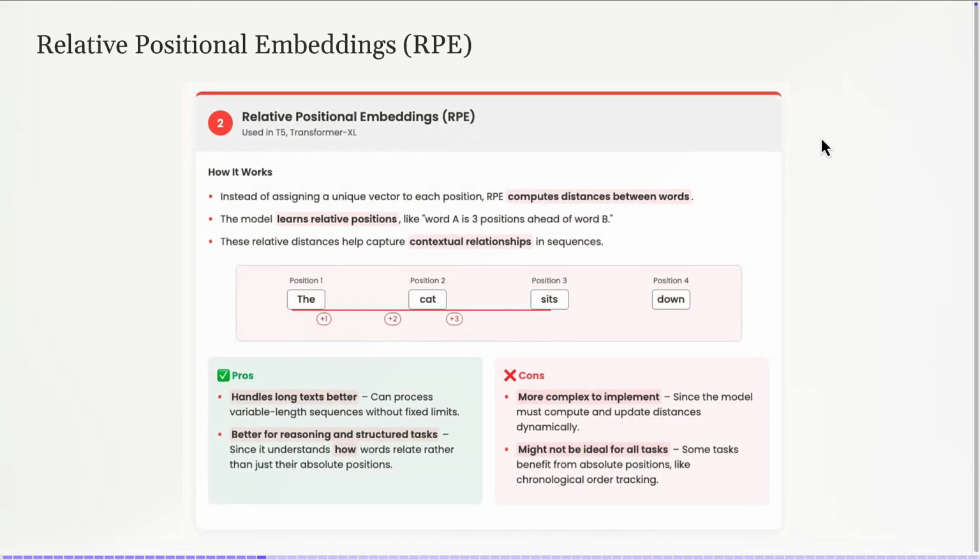So the relative position embedding: instead of assigning a unique vector at each position, we will compute the distance between words.